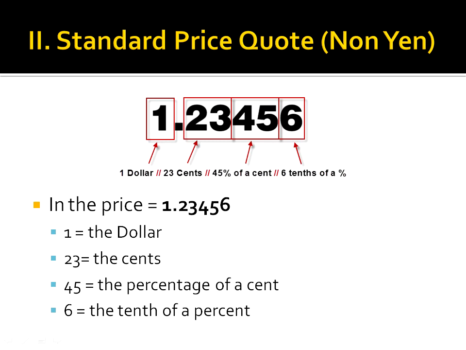We understand $1.23, but then there's a difference between 23 cents and 24 cents. That 1 cent can be broken down into percentages, and that's what the 45 is. 45% of 1 cent. It's almost 23.5 cents. So this becomes 23 cents plus 45% of a cent, and then 6/10 of 1%.